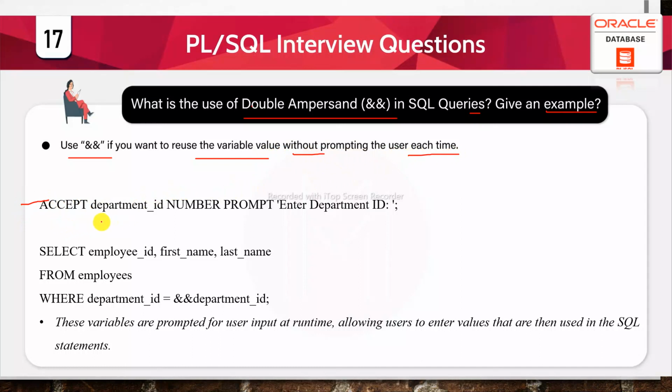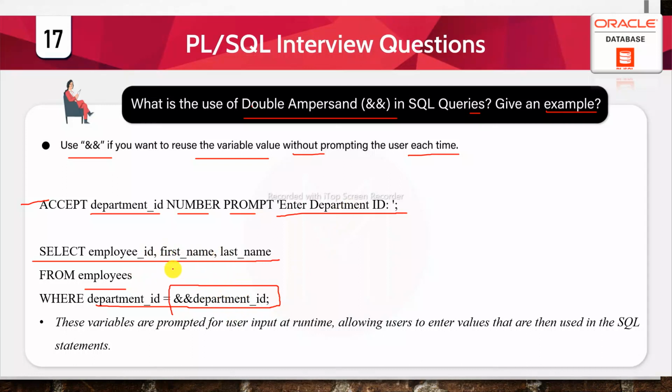ACCEPT department_id, NUMBER is the data type, PROMPT. This will be the message on the console: enter department ID. So from the user the department ID will be taken. And SELECT employee_id, first_name, last_name FROM employees WHERE department_id equals, and ampersand we are using here, &department_id. So the department ID entered by the user is taken over here.